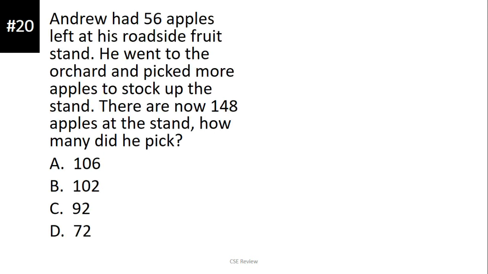Number 20. Andrew had 56 apples left at his roadside fruit stand. He went to the orchard and picked more apples to stock up the stand. There are now 148 apples in the stand. How many did he pick? So, nag-start siya sa 56, naging 148. So, anong kailangan mo gawin sa 56 para maging 148? Ang unang tanong, nadagdagan ba siya? Yes. The next question, by how much?